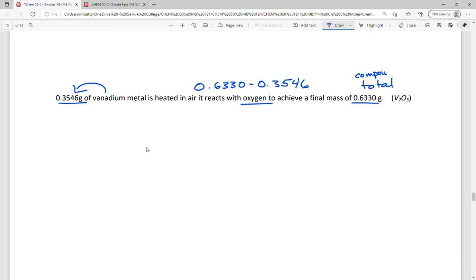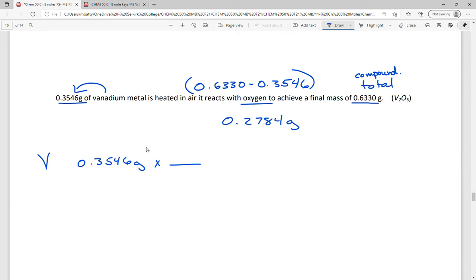So if one part is vanadium and the other part is oxygen, that tells me that the oxygen is 0.2784 grams, just using this as my way of figuring that out. So just a little bit of extra sleuthing in this, and then we're going to do it the same. So vanadium is 0.3546 grams as it contributes to this compound.